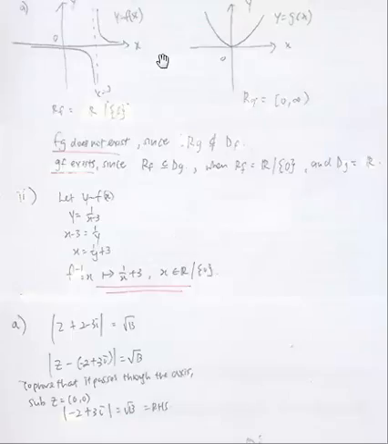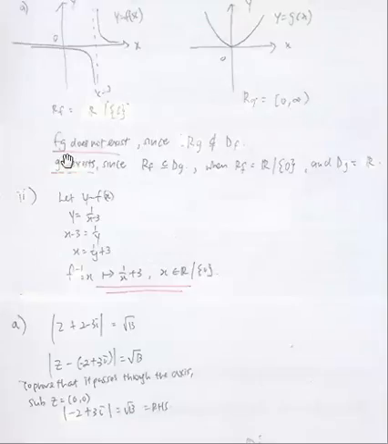Firstly, we can sketch out the graphs y equals f(x) and y equals g(x) so as to find the range of both graphs. So this is the graph of y equals f(x). The range will be all the values from negative infinity to infinity, however not including 0. And this is the y equals g(x) graph. The range will be from 0 to infinity.